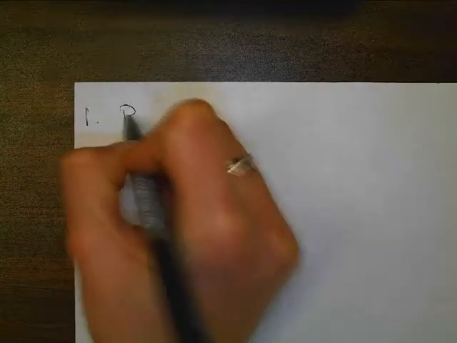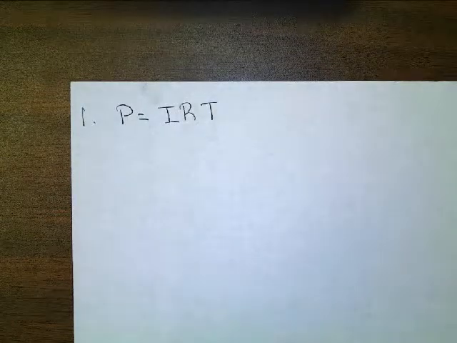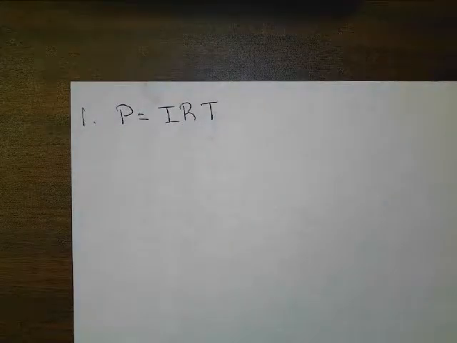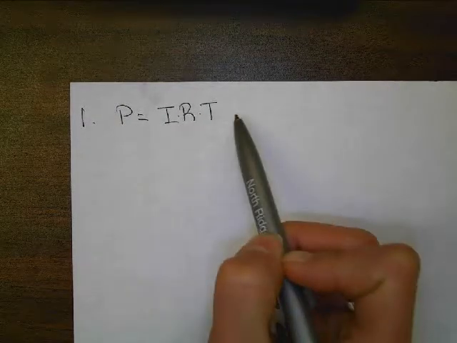Today we're going to talk about literal equations. So in this first problem, we have P equals I R T. This is an example we did in class today, and we want to get T by itself. That's the variable we need to solve for. So in order to do that, first I need to think, how am I going to get T by itself?